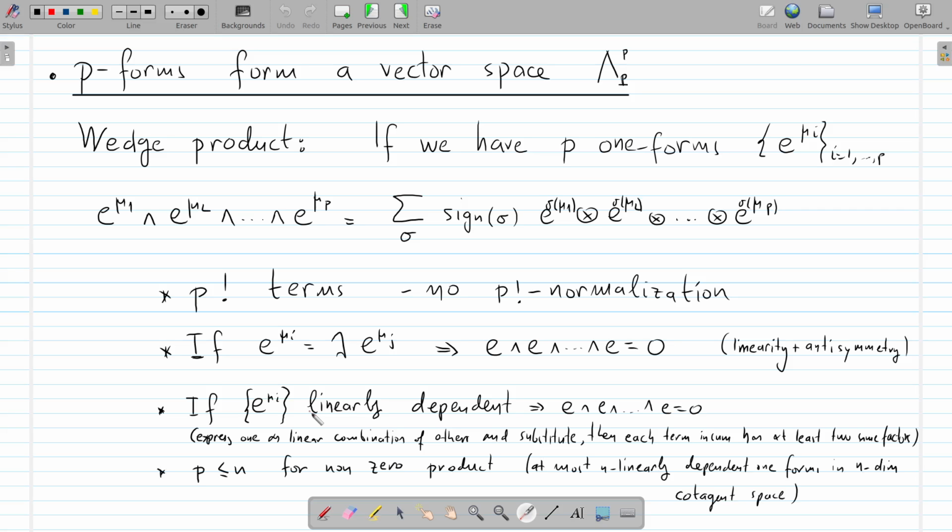We also see that for the wedge product to be non-trivial, that is to be possible to be non-zero, p must be less or equal to n. If we choose p greater than n, then necessarily this set of vectors will be linearly dependent. Therefore, the wedge product will be equal to 0.